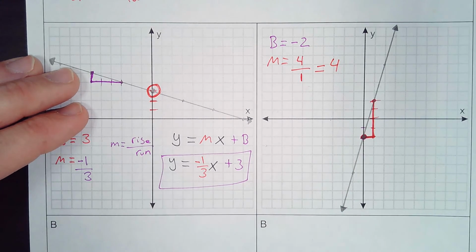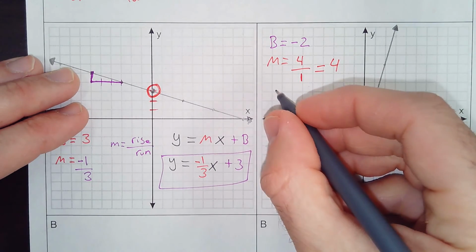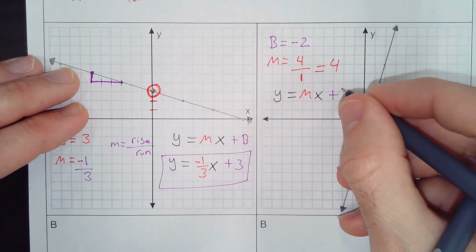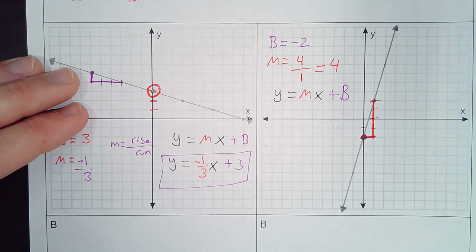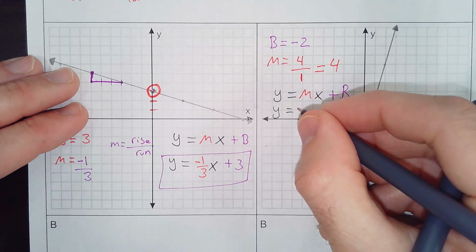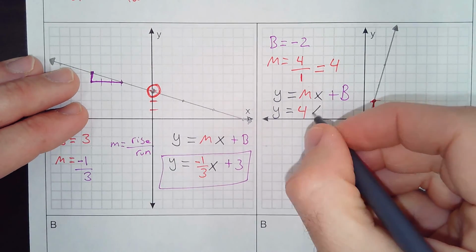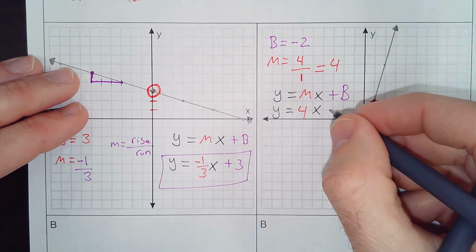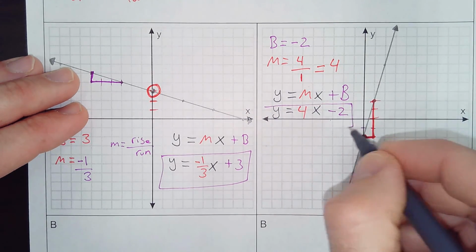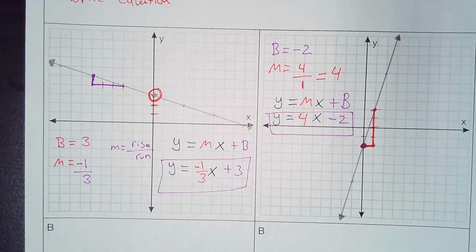So 4. Now let's write our equation. Y equals mx plus b. Y equals, replace m with 4x plus negative 2, or just minus 2. And there's our equation. So find m, find b, rewrite the equation with those values.